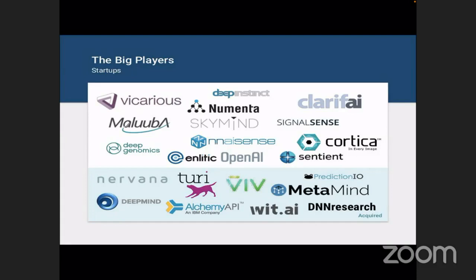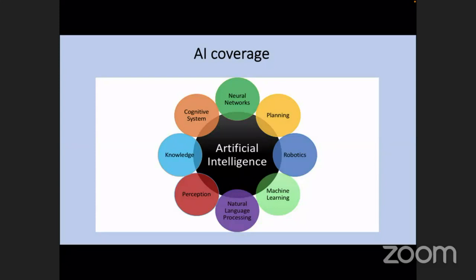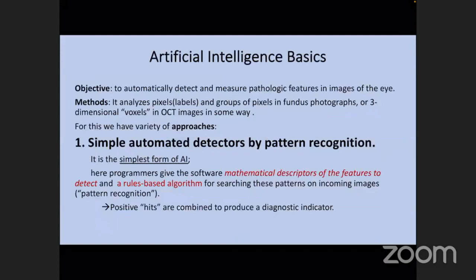So coming to the basic coverage of artificial intelligence, it includes all these components, as you can see here. Artificial intelligence includes planning, then robotics, then machine learning, natural language processing, perception, knowledge, cognitive systems, all this. So we will discuss in detail one by one in the coming slides. So coming to the artificial intelligence basics.